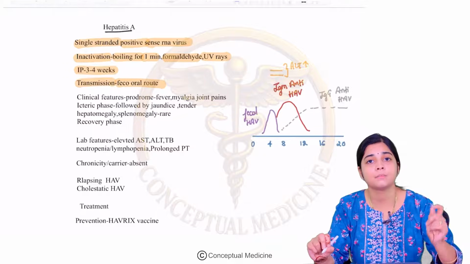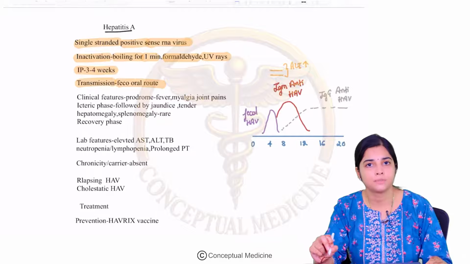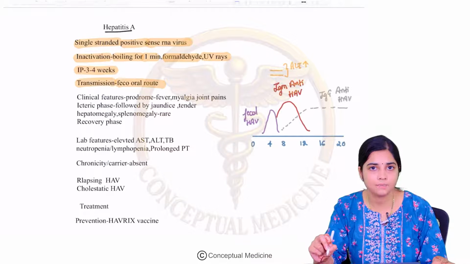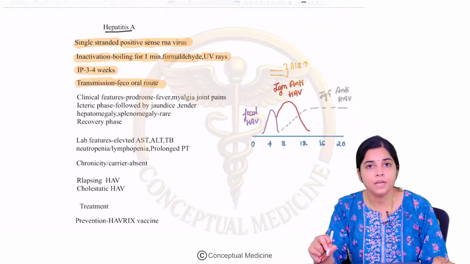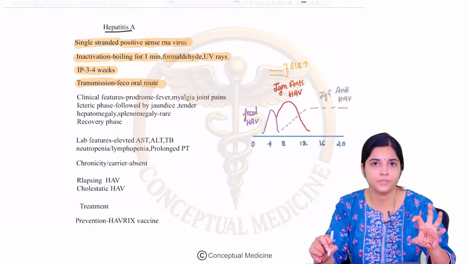Once hepatitis A enters the body, it takes about 3 to 4 weeks for the symptoms to appear. So hepatitis A is a single-stranded positive sense RNA virus. It is transmitted by the fecal-oral route. It has an incubation period of 3 to 4 weeks, in fact 1 month, and it's inactivated by boiling and UV rays. So what are the clinical features?